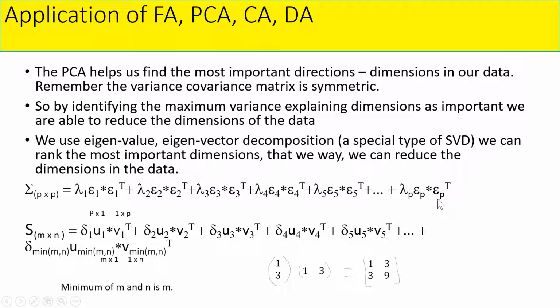As a disjoint sum of P components, because the variance covariance matrix is P by P. That is a P-dimensional variance covariance matrix. Everybody understands what I'm saying?